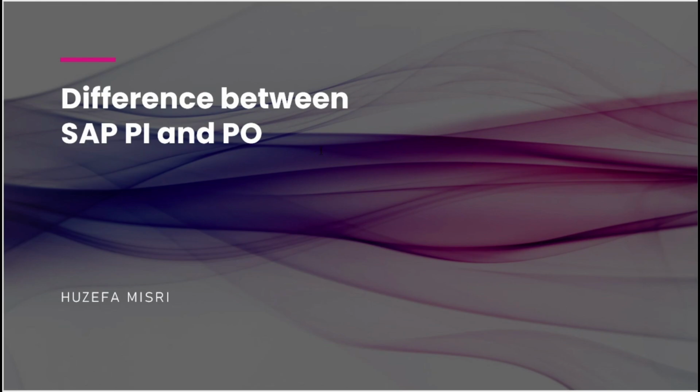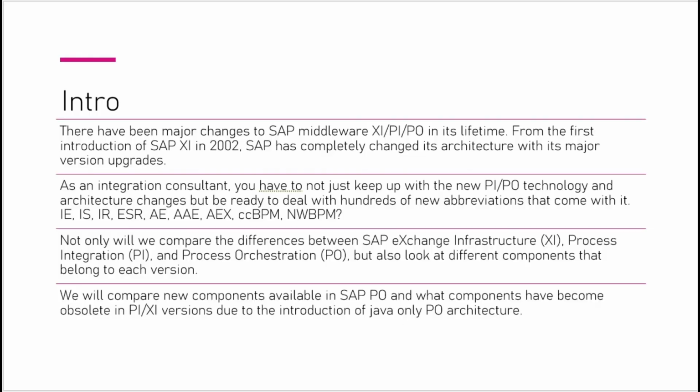Hey, hi guys. So let's start today's session on knowing the difference between SAP PIPO and CPI. Yesterday we talked about many things: what the different versions are and the history of it. Today let's start with the difference between PIPO and CPI, that is, Cloud Integration.